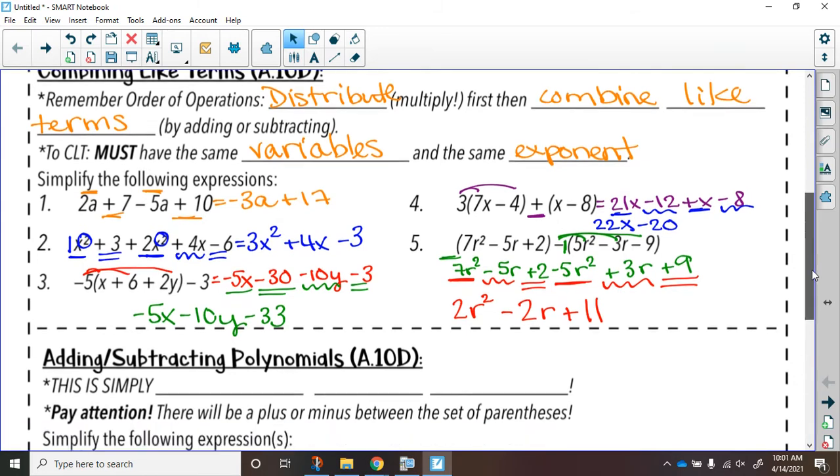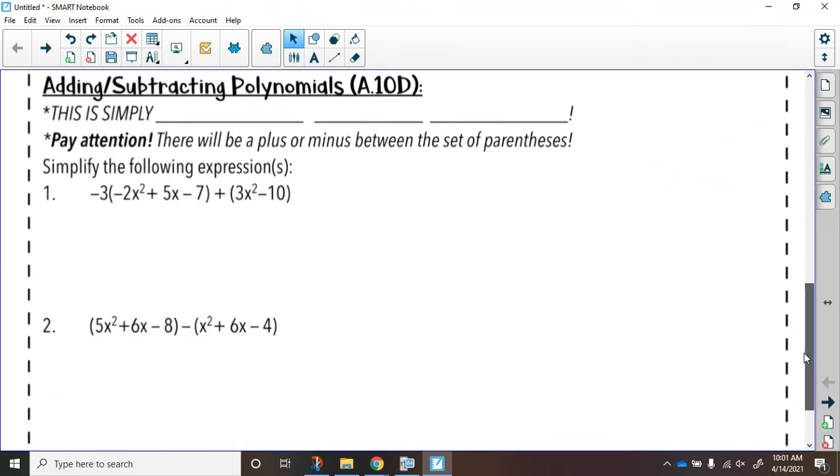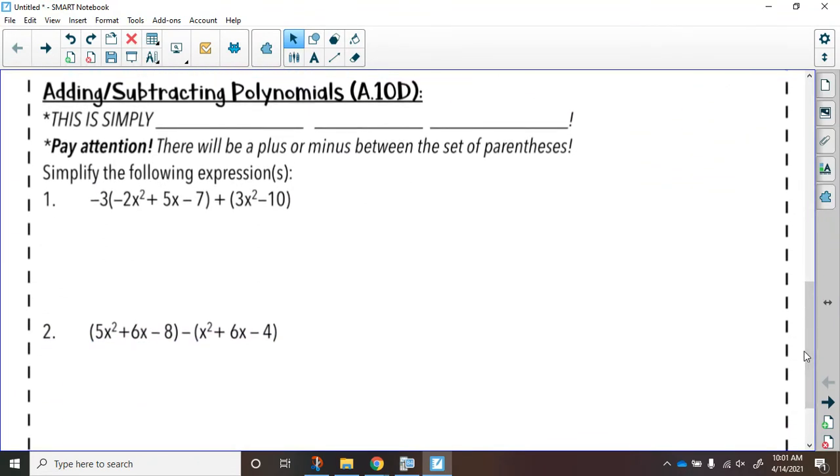For the third thing that we're looking at today, we're looking at adding and subtracting polynomials. So essentially what we're going to be doing is combining the first 2 things that we looked at, distributing and combining like terms, and doing it all together. So again, adding and subtracting polynomials is simply combining like terms. And we need to pay attention because there will be a plus or a minus between the set of parentheses. And this tells us what we need to do.